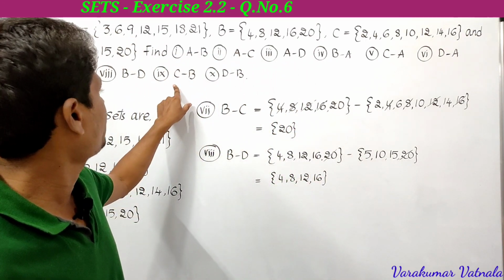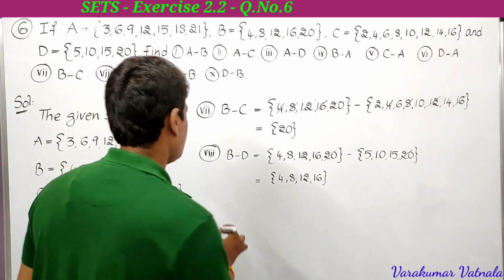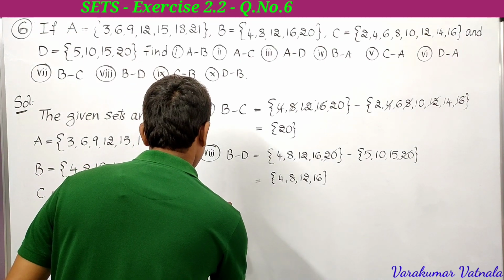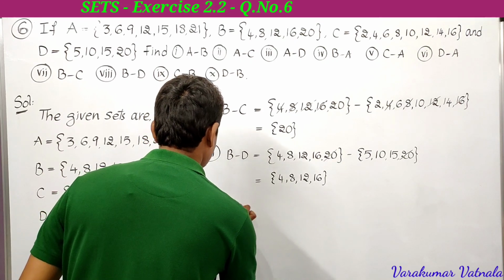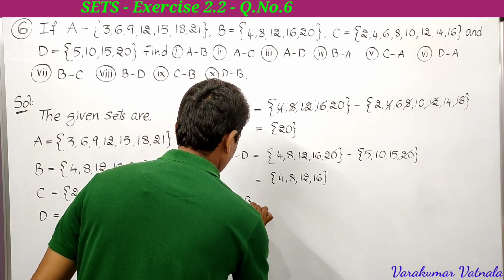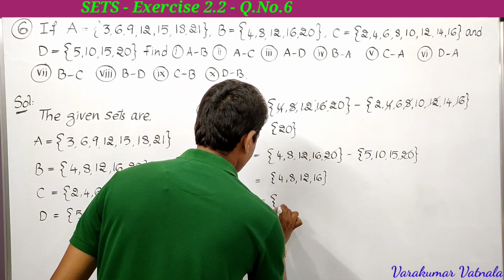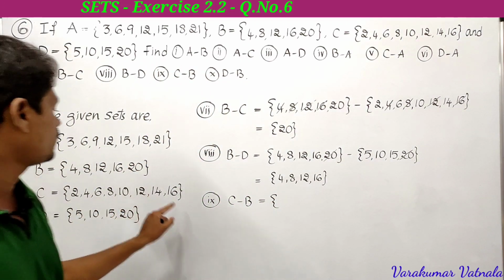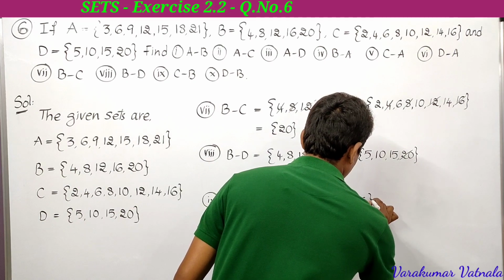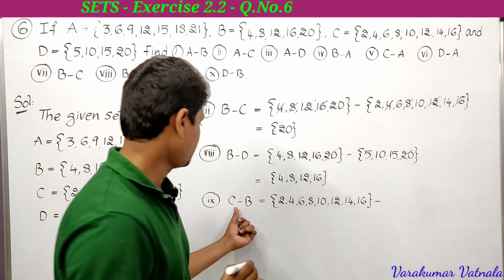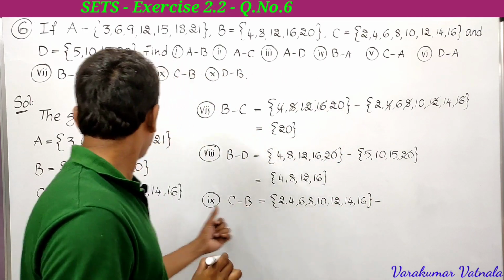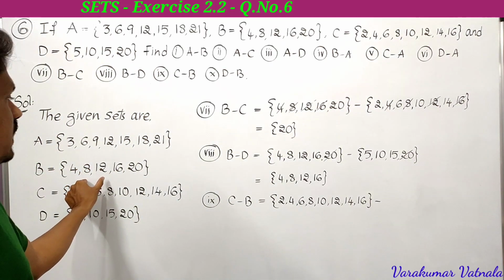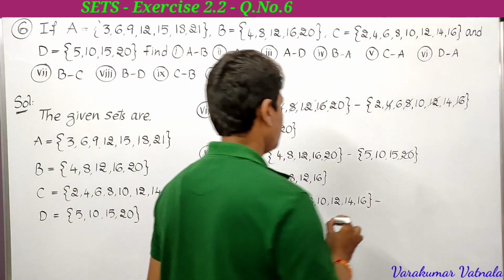Next we have to find the ninth, C minus B. So now we have to find the ninth one. It is C minus B. So first we have to write set C. So these are the elements of set C, 2 4 6 8 10 12 14 16. So set C minus B. Next we have to write set B. This is set B, 4 8 12 16 20.